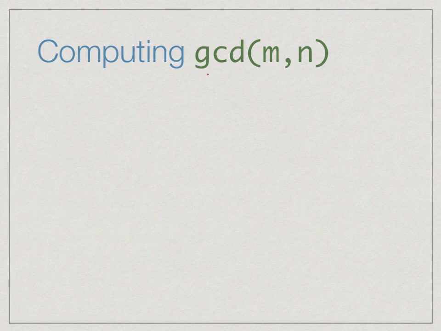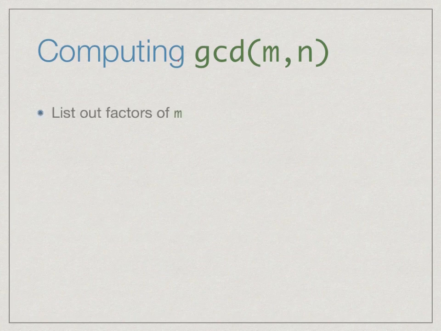So how would one go about computing GCD of m and n? This is where we come to the algorithmic bit. We want to describe a uniform way of systematically computing GCD of m and n for any m and any n. So here is a very simple procedure. It's not the most efficient. We will see better ones as we go along.